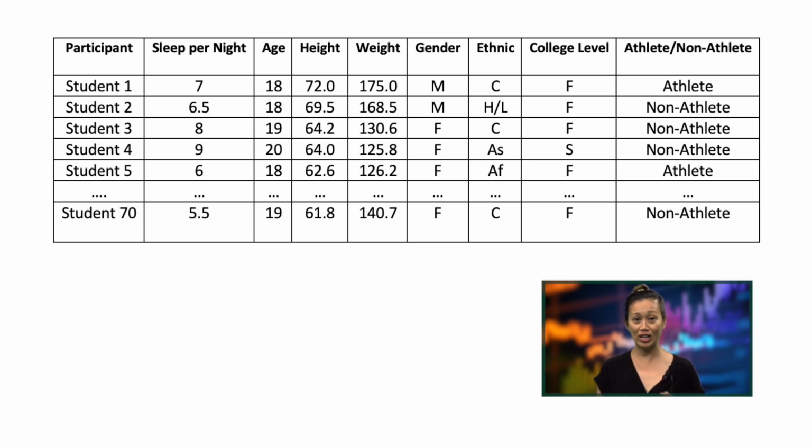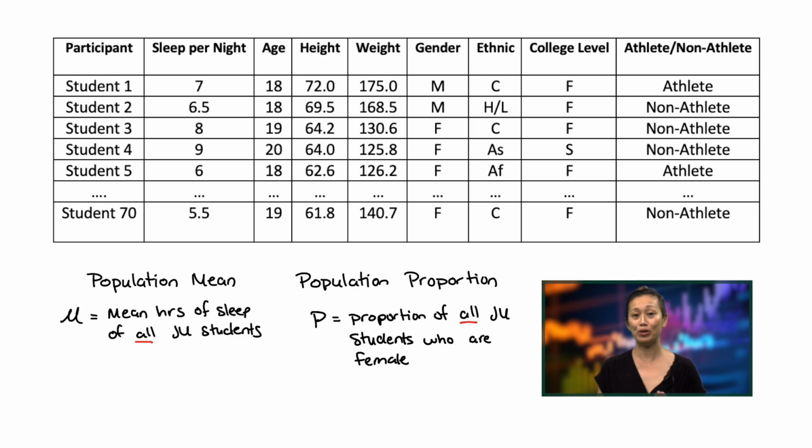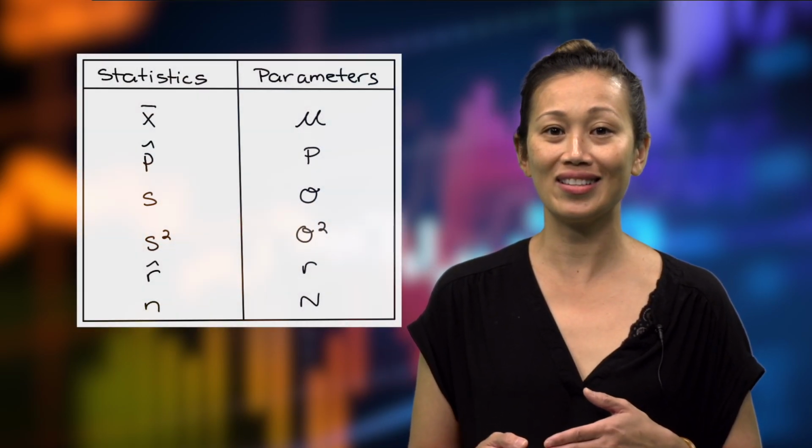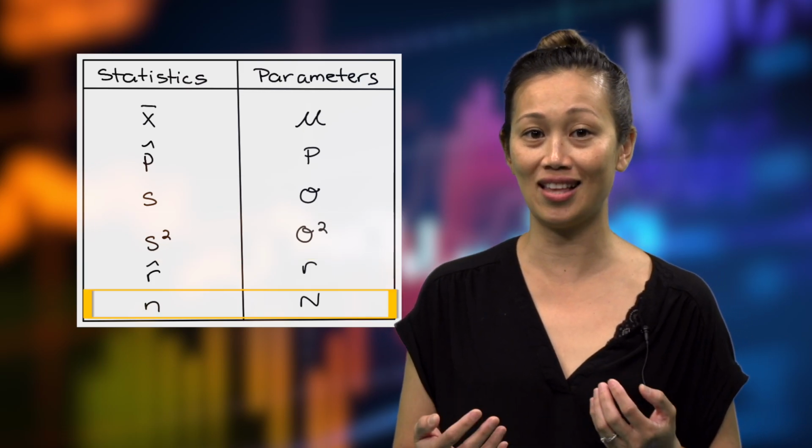There's also a notation for parameters. The notation for the population mean is the Greek letter mu, written as μ. The notation for the population proportion is simply the letter p. Mu and p, again, are called parameters. There are many other statistics and parameters that we can explore, such as standard deviation, variance, range, and size.